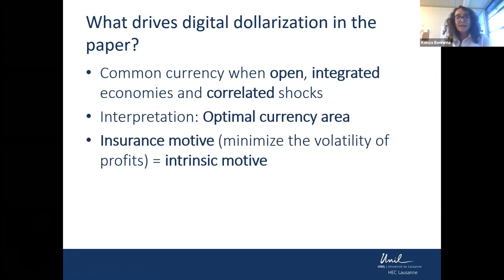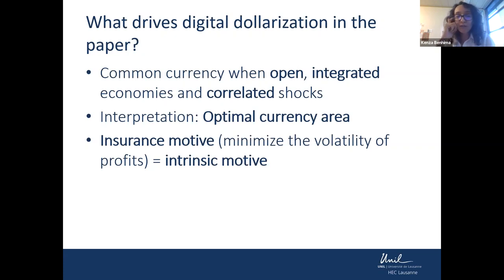Okay, so in the end, you have pricing in a common currency. So foreign currency pricing, if you will, when the country is more open and integrated, but also, Daisuke did not have time to show you, when you have more correlated shocks with the foreign country. I think it has a nice interpretation: you get incentives to price in foreign currency when you are in an optimal currency area, in a sense. So all these motives are consistent with what the literature has found.